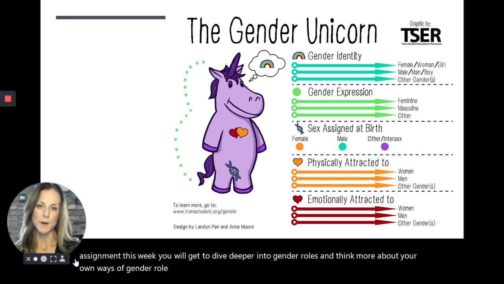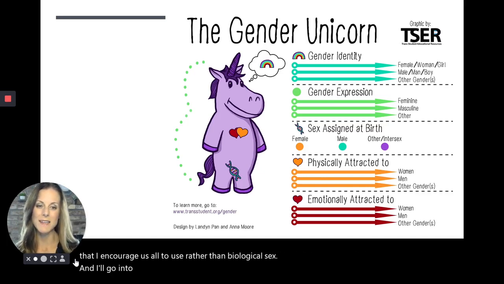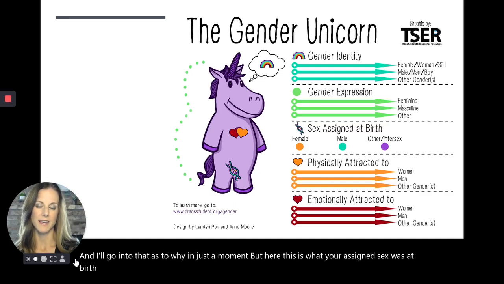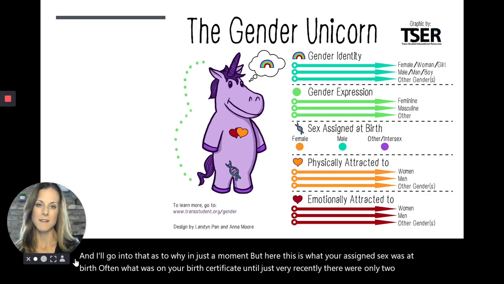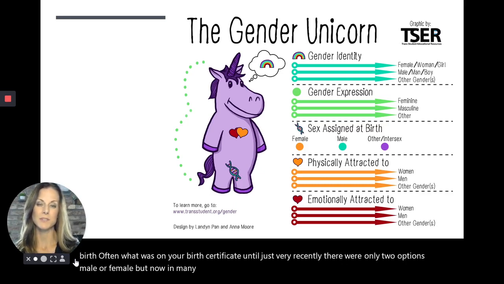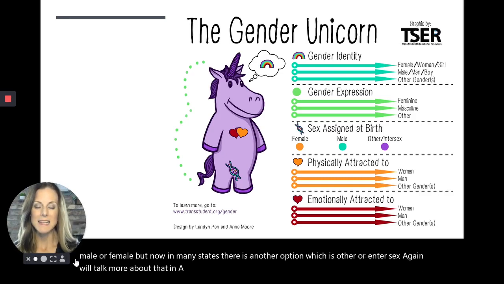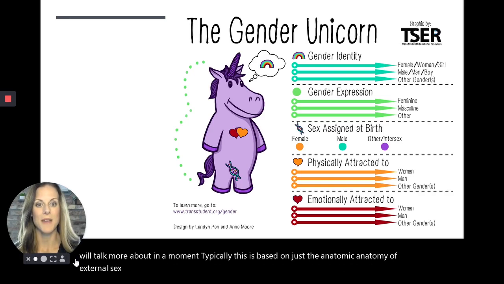Sex assigned at birth. This is the new kind of language that I encourage us all to use rather than biological sex. And I'll go into that as to why in just a moment. But here, this is what your assigned sex was at birth. Often, what was on your birth certificate. Until just very recently, there were only two options, male or female. But now in many states, there is another option, which is other or intersex. Again, we'll talk more about that in a moment. Typically, this is based on just the anatomy of external sex characteristics, right? But we'll talk about that more.